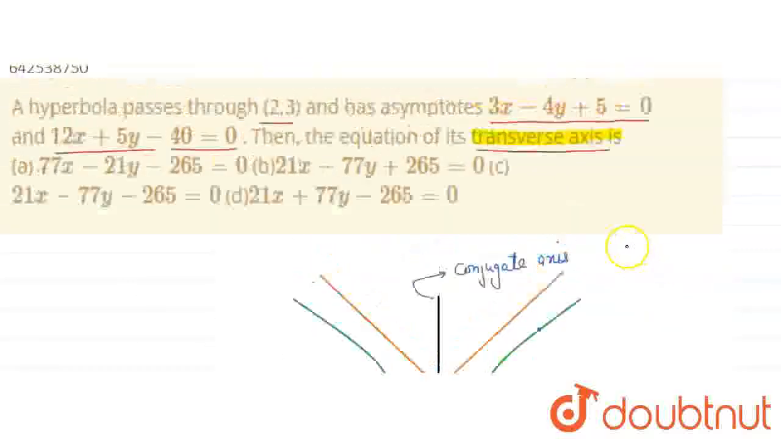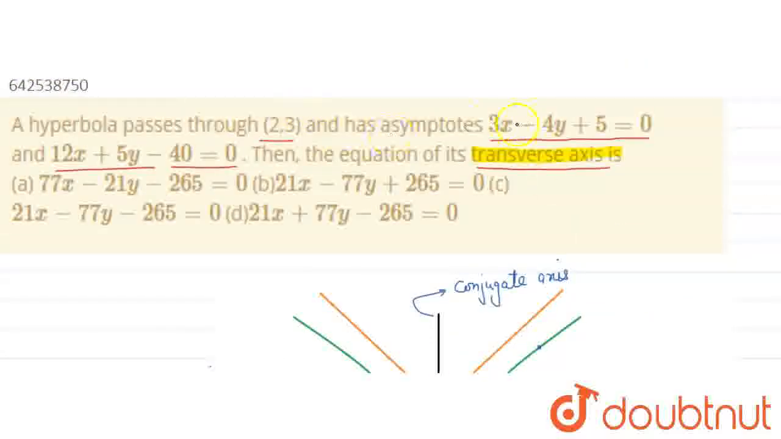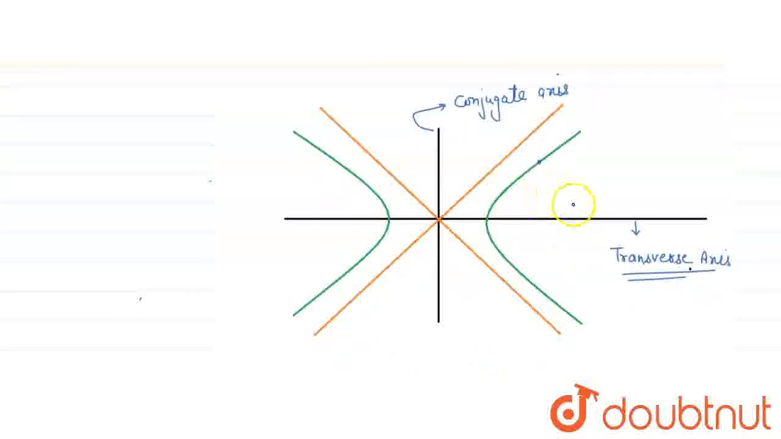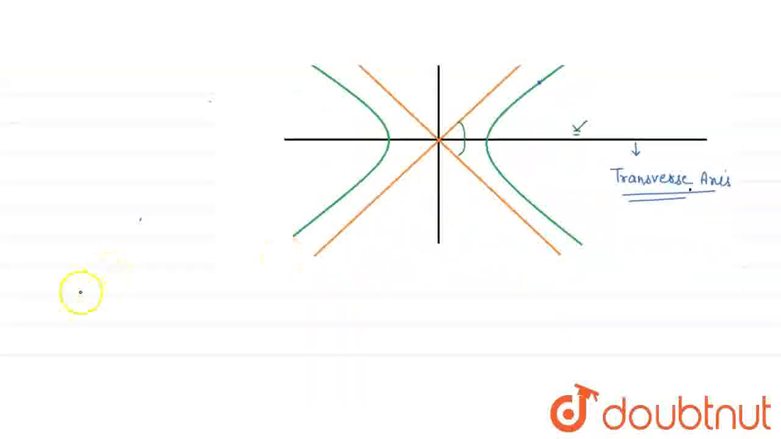Okay. So these are the equations of the asymptotes, and we have to find the equation of the transverse axis. Now again, the equation of this axis can be found using the angle bisector. So this axis is the angle bisector of these two asymptotes. If this is the angle bisector, then we can easily find this axis.